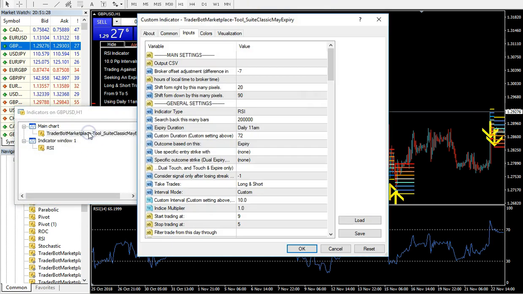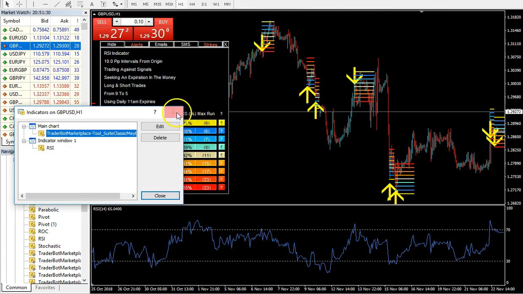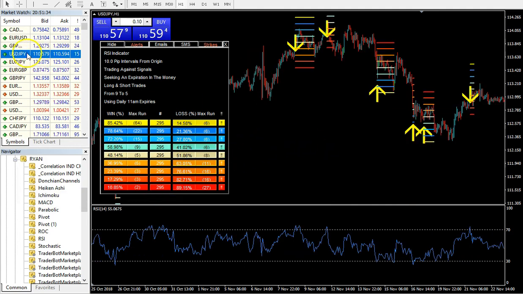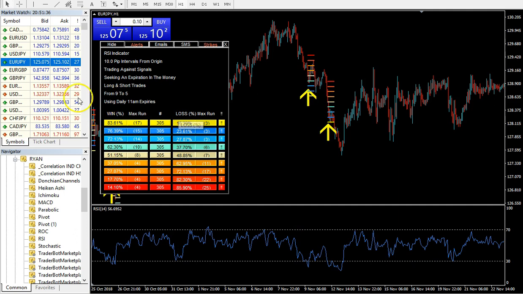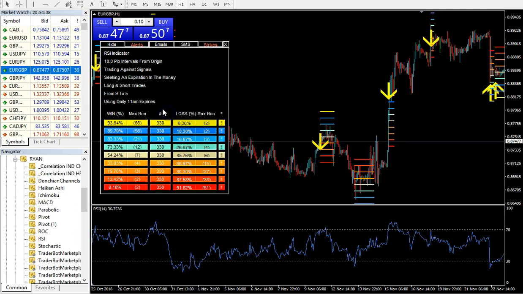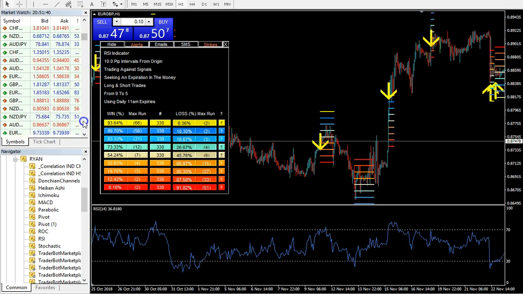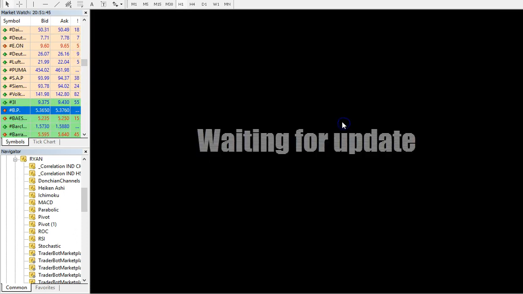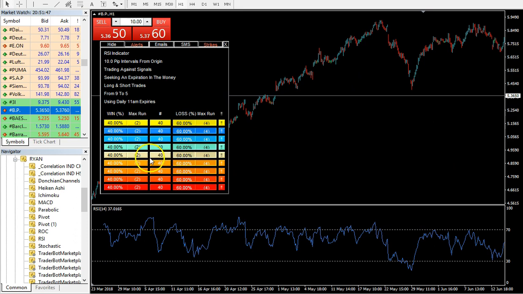Nah. What if we try different currency pairs? Does this work on the USD yen? No. No. Yes. Now, does it work with futures and stocks and whatnot? Yeah, it'll work. This is not a good strategy, but it still works with them.